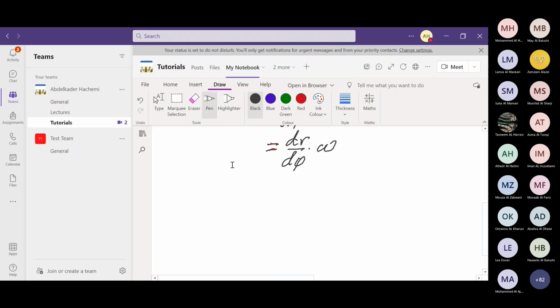We see that r dot, the velocity along the radial direction, is only r dot, and we can write that vr is only dr over dphi multiplied by omega. Then what we do is only to separate the variables.